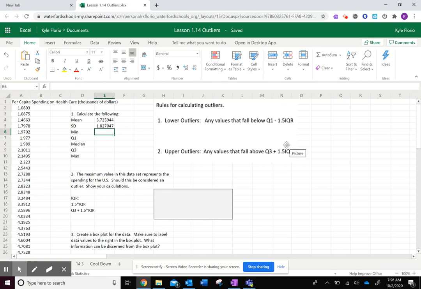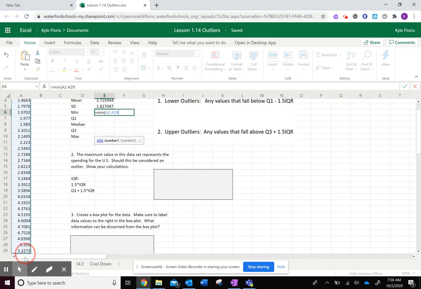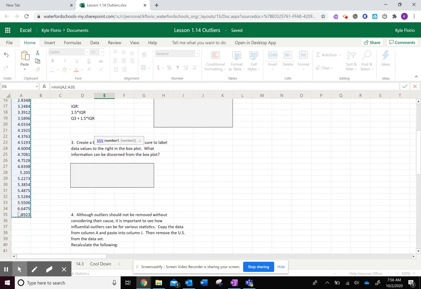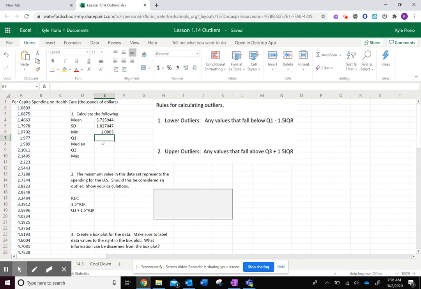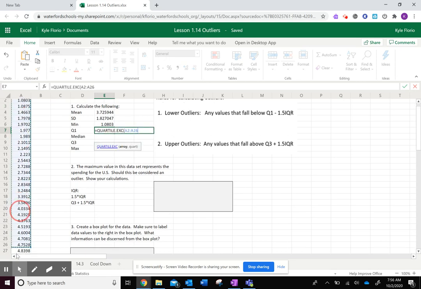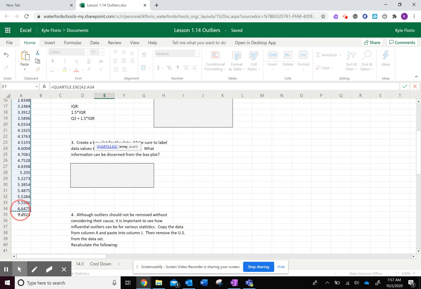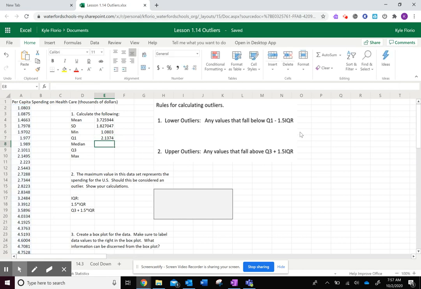To find the min is going to be this 1.0813. And you could also just type equals min. And if I wanted to find the min of a data set, suppose the numbers weren't in order or we didn't order it, that min function would work. So, right, that 1.083. Q1, I'm going to type equals QUARTILE.EXC. Now, don't forget that after you highlight the data, the computer needs to know which quartile you want. So now that I highlighted the data, I got to tell it that it's quartile 1, so comma 1.